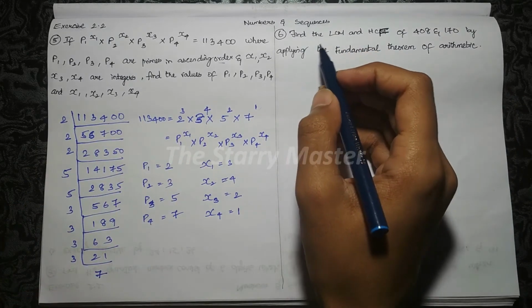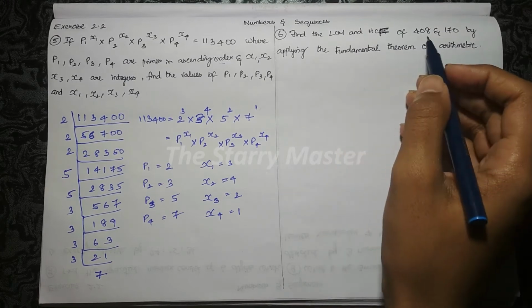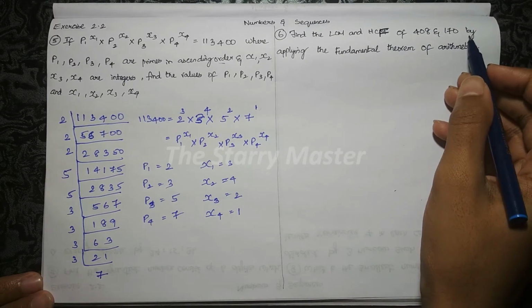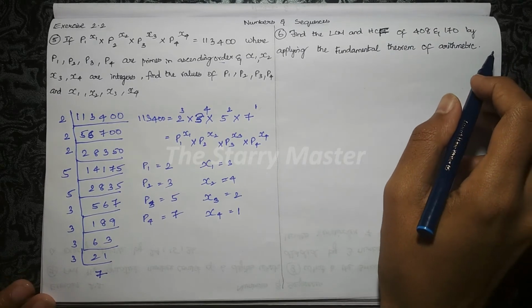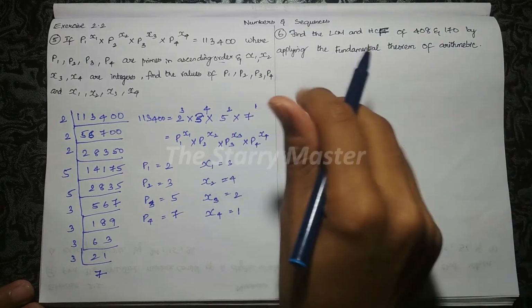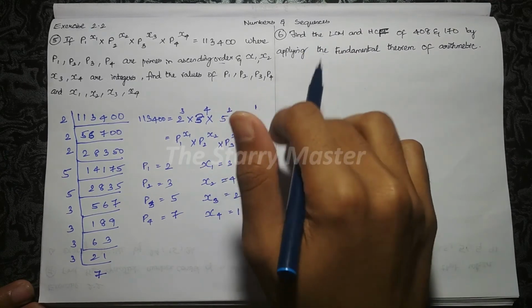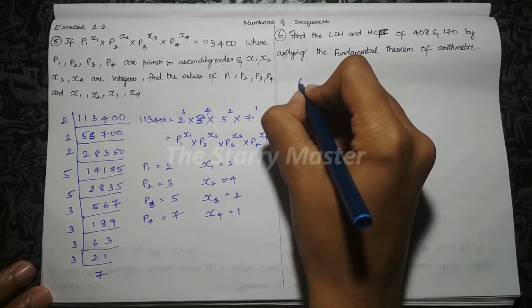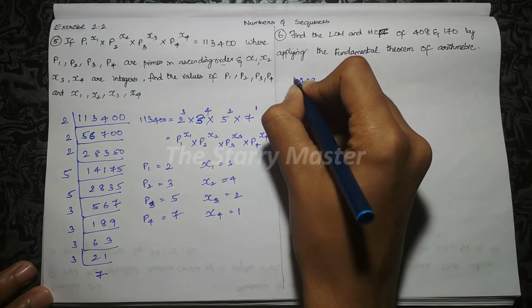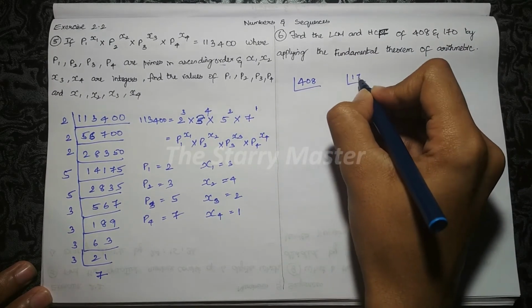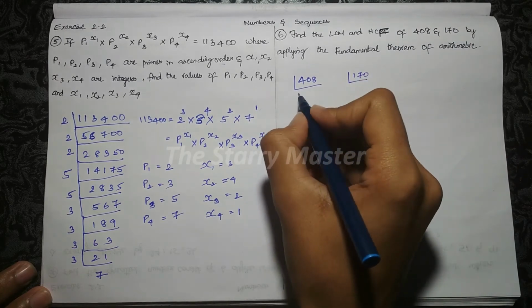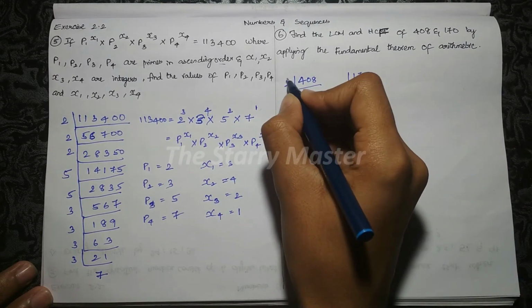Then here, find the LCM and HCF of 408 and 170 by applying the fundamental theorem of arithmetic. The fundamental theorem of arithmetic means we have to factorize using prime numbers. First we have 408 and here we have 170. First we will go by 408. We will divide by prime number 2.